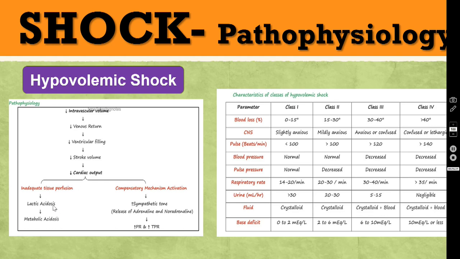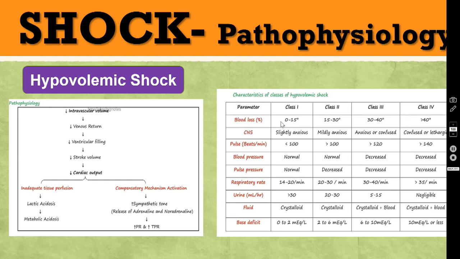So because of this shock, hypovolemic shock, the compensatory mechanism will be activated. They are increased sympathetic tone, releasing adrenaline and noradrenaline that will cause increased pulse rate and increased temperature. So coming to the hypovolemic shock, you must know there are 4 classes of this hypovolemic shock, and depending on the various parameters, we have to decide which class of shock our patient belongs to.